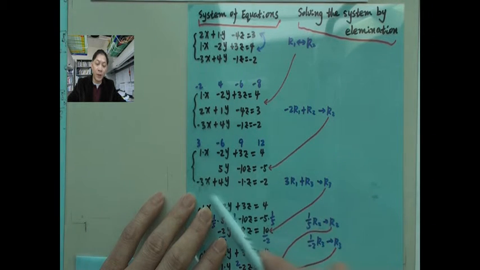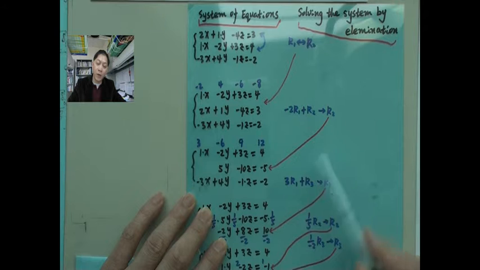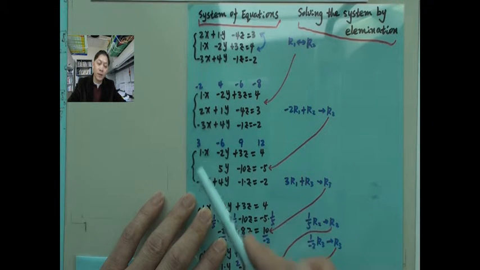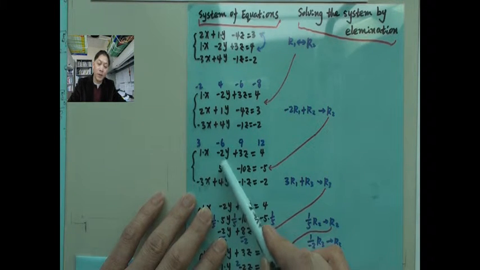Now similarly, I want to eliminate this x. How? Again, the coefficient of x is 1, and I'd like to make this one 3. Then row 1 times 3. So 1x times 3 will be 3x, and then negative 2 times 3 will be negative 6y.